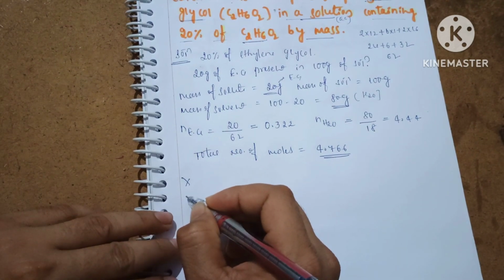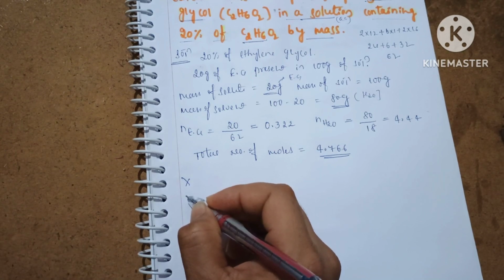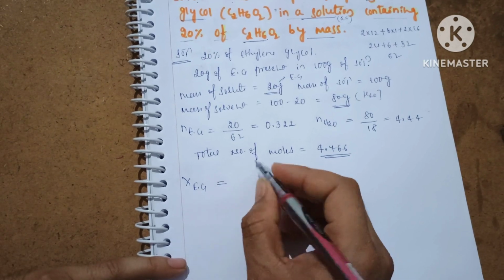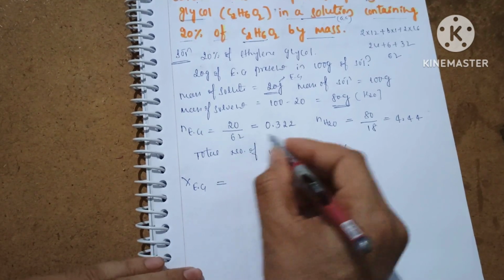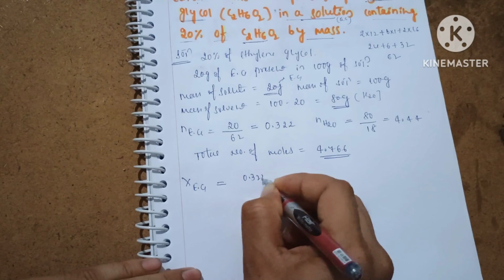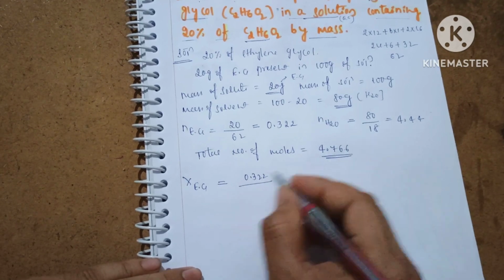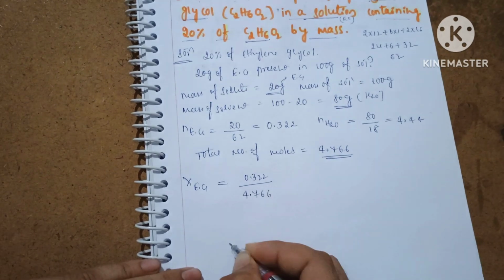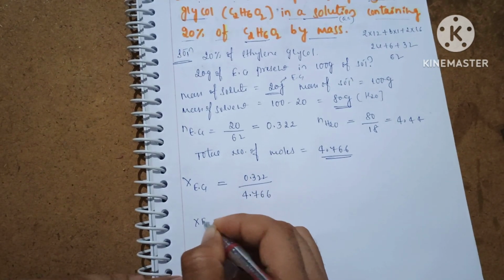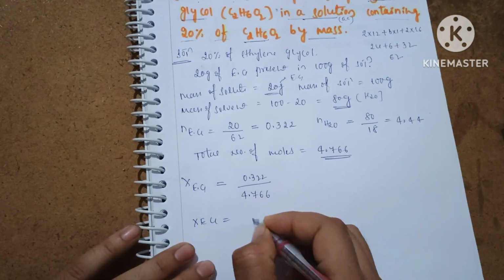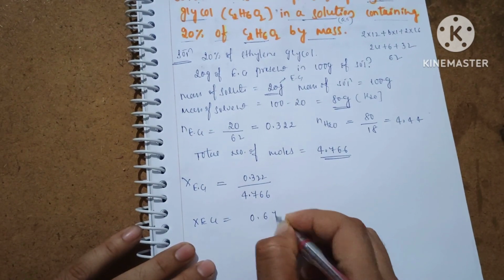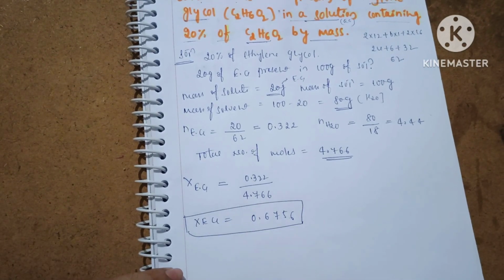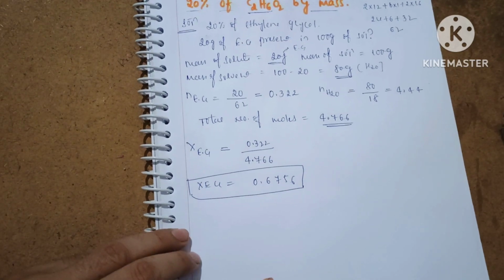Okay, now we can easily calculate the mole fraction of ethylene glycol. Mole fraction of ethylene glycol is equal to number of moles of ethylene glycol, 0.322, divided by total number of moles of solution, 4.766. Therefore the mole fraction of ethylene glycol is equal to 0.06756. So this is the mole fraction of ethylene glycol.